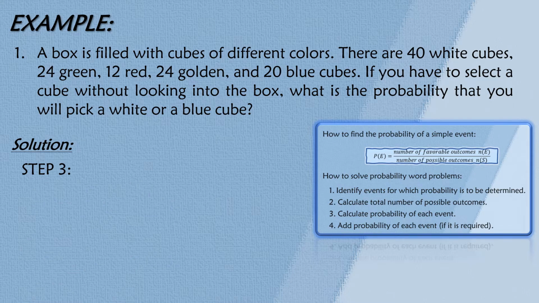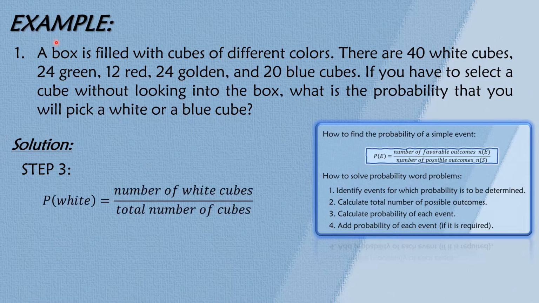Third step is to calculate the probability of each event. So, since ang hinahanap natin is probability ng white or blue, so magkakaroon tayo ng dalawang formula, isang formula para sa white at isa namang formula para sa blue. So, dun muna tayo sa probability of getting a white.